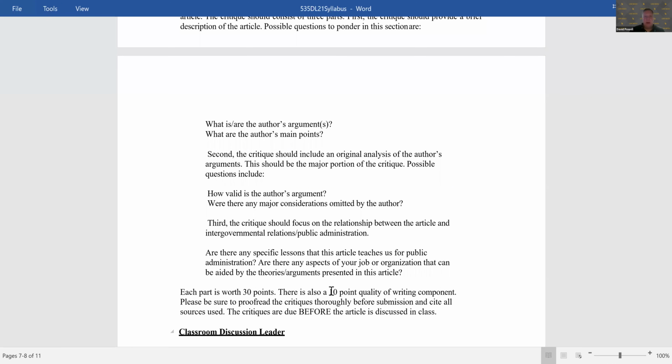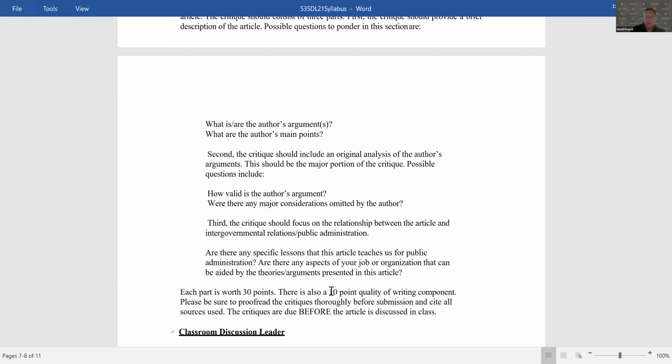So the way in which I'm going to grade it, each of those sections will be worth 30 points. There'll then be a 10-point quality of writing component. I am asking that you incorporate some outside research to support your analysis. So 2 or 3 outside sources from peer-reviewed journals such as Publius or PAR. Include 2 or 3 of those to, again, support your analysis of the author's argument. So 30 points for each of those sections, and then a 10-point quality of writing component for a total of 100 points for each of those article critiques.